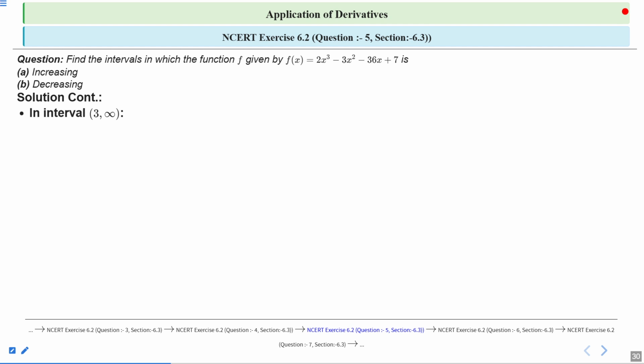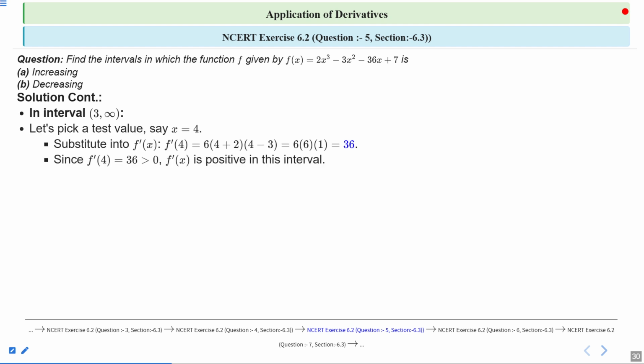Now in the interval 3 to infinity, let's pick a test value, say x equal to 4. Substitute into f dash x. f dash 4 will be equal to 6 times (4 plus 2) into (4 minus 3), which is equal to 6 into 6 into 1, which is equal to 36. Since f dash 4 is equal to 36, which is greater than 0, f dash x is positive in this interval.